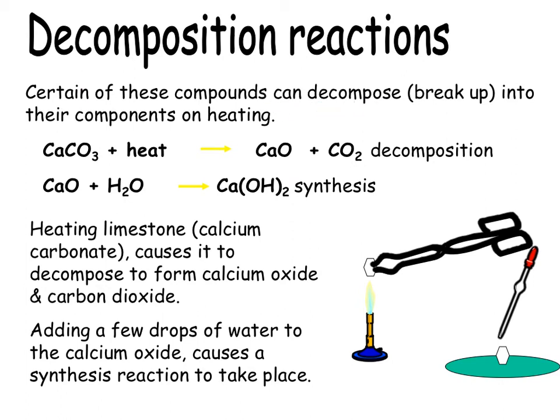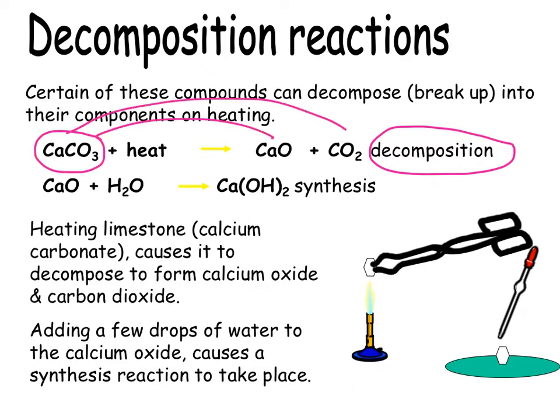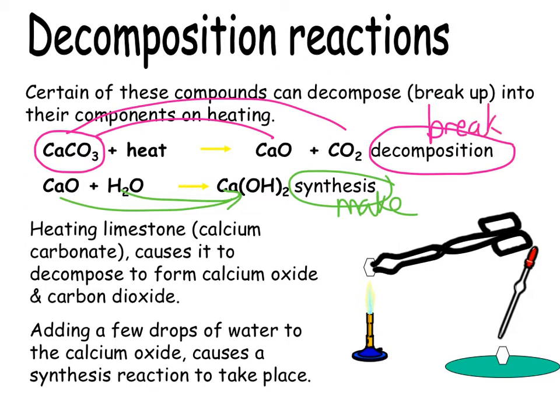Certain compounds break up when they are heated. An example is calcium carbonate breaks up into calcium oxide and carbon dioxide. We call this a decomposition reaction. I break up the calcium carbonate into two things. If, on the other hand, I were to go the other way around, we would call that a synthesis reaction, where I take two things and I make one thing out of them. Synthesis means make, decomposition means break.